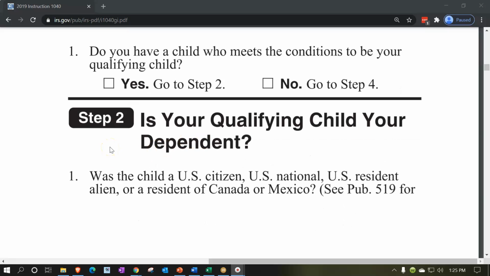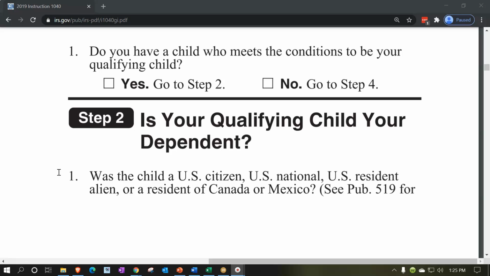Is your qualifying child your dependent? So now we're not talking qualifying child, but dependent tests, general dependent tests. Now you would think most of the time, if it's a qualifying child, then they would qualify as a dependent here, right? So now we're talking qualifying child test, dependent test. But let's take a look at it.